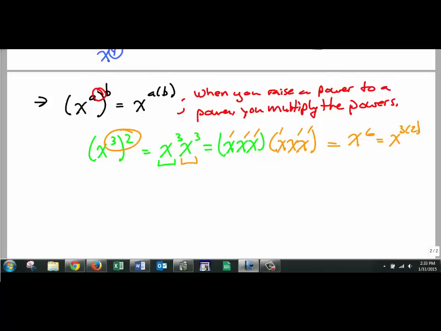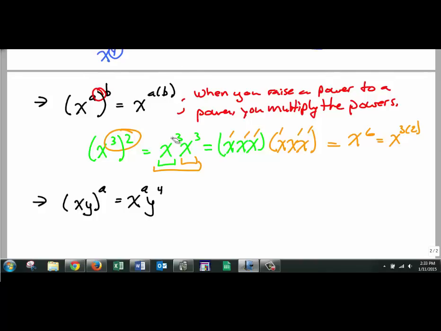Now at this point right here, where I had x cubed times x cubed, I could have also added the exponents because I have like bases to get x to the 6th as well. So another good rule to know. Another rule, if you have a product and I raise it to a power, that's the same as taking the power and distributing it to the individual factors in the product.